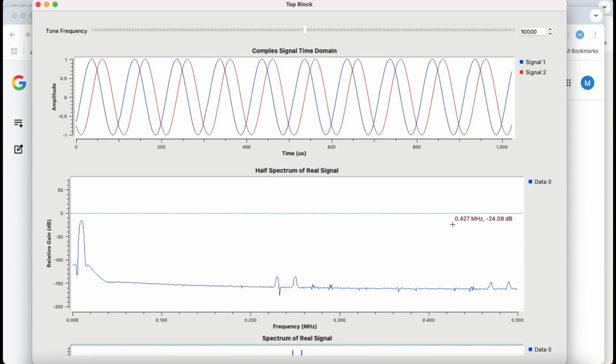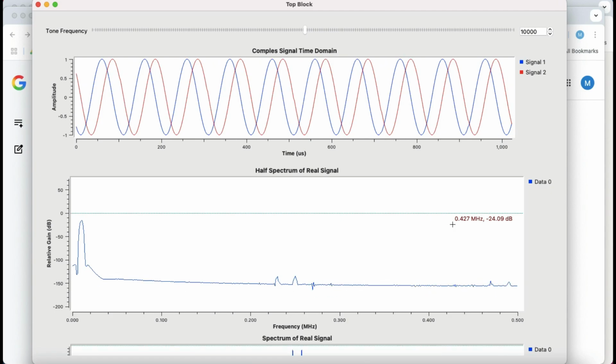So I hope you find this video to be a little bit helpful, because complex signals are like the key signals when it comes to understanding modulation and things like that.